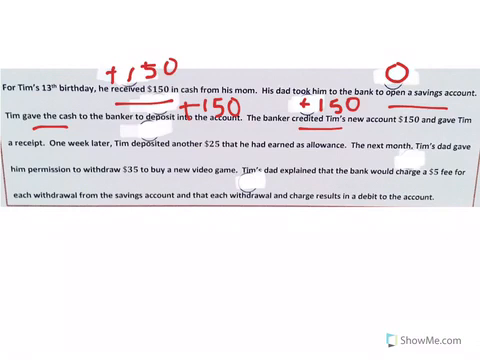1 week later, Tim deposited another $25 that he earned as his allowance. So he's adding $25 into the account. So that's a plus 25 for the account. The next month, Tim's dad gave him permission to withdraw $35 to buy a new video game. Well, if you're withdrawing money from your account, that means you're taking it out of your account. So you are subtracting it. So that would be like -35 coming out of the account.